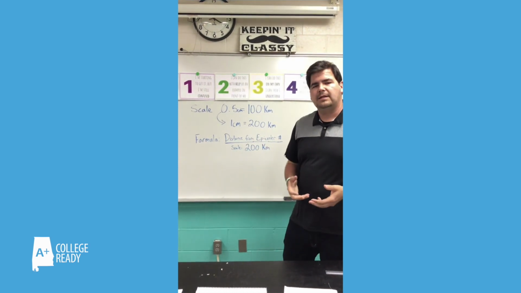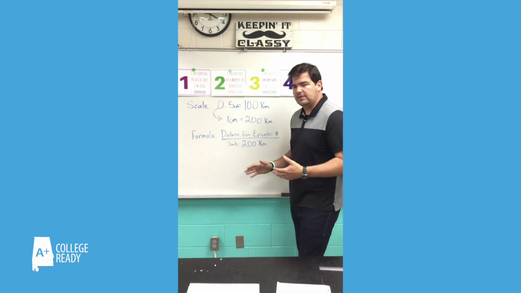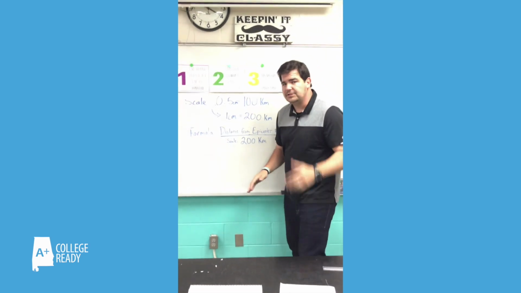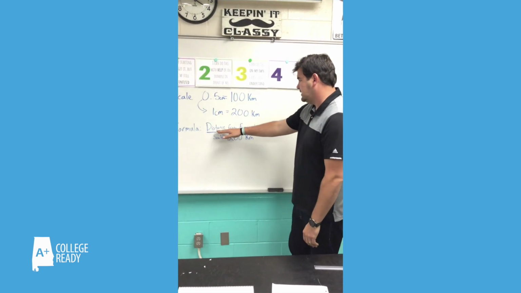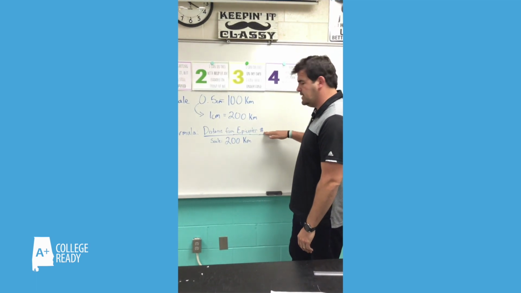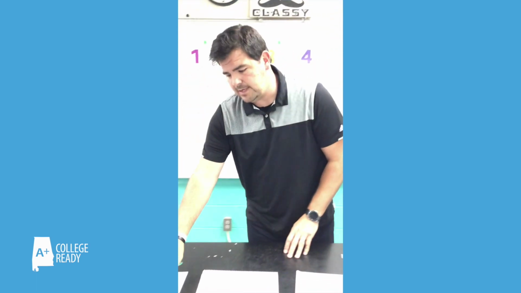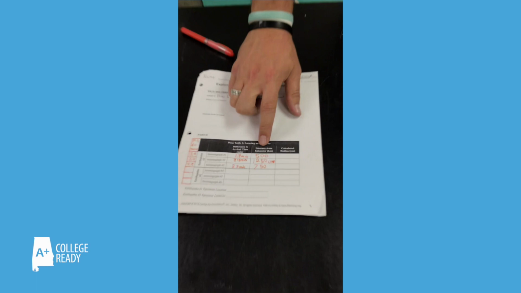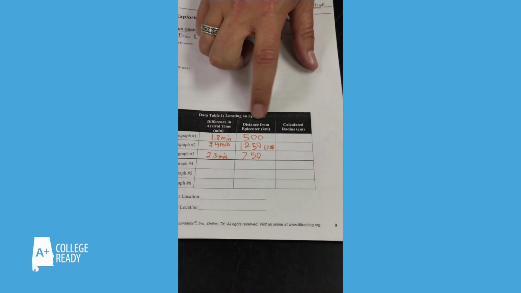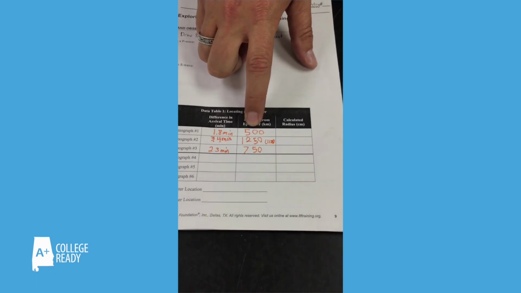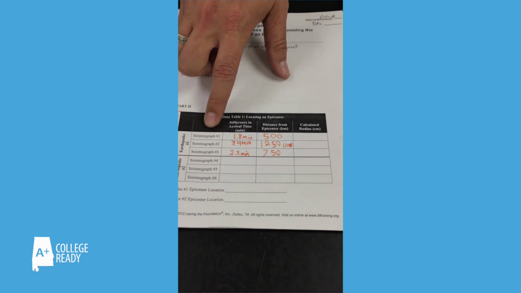So that made it a lot easier. So we use this formula here in my classroom. I encourage you to use it in yours. And it's this, distance from the epicenter number, which is going to be this number here. So the students recorded distance from the epicenter. We had 500 for seismograph station 1.